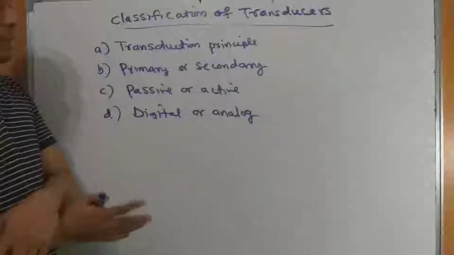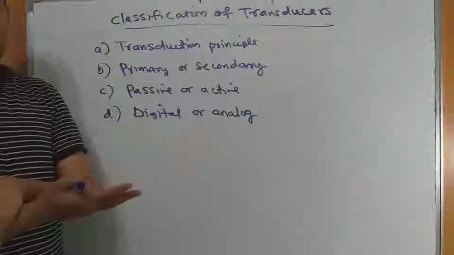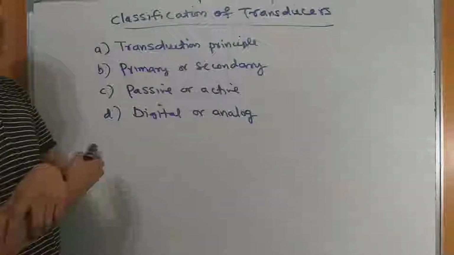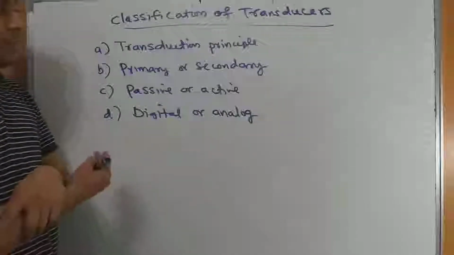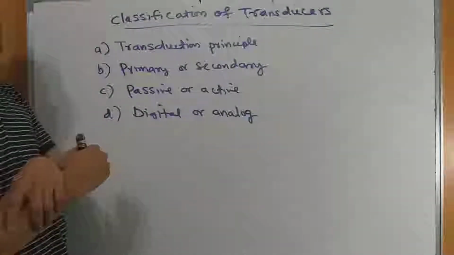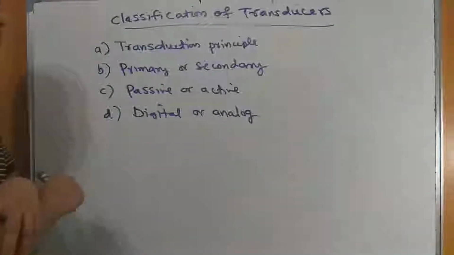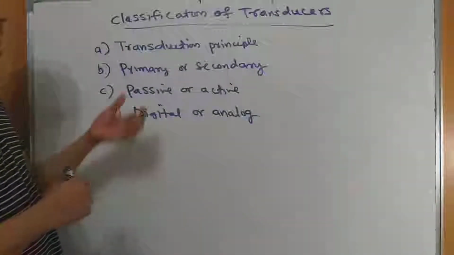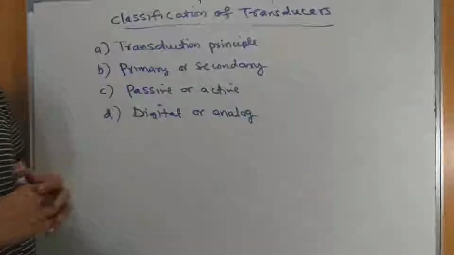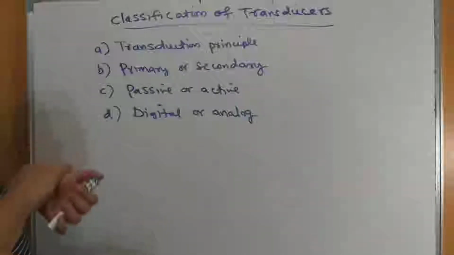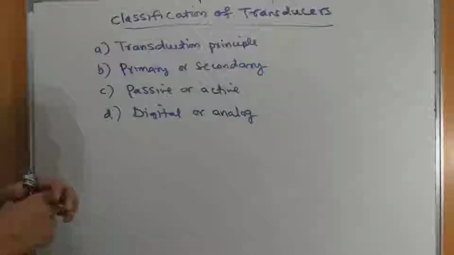Sometimes the input energy is converted into changes of resistance, or changes in capacitance, or changes in inductance. Or maybe because of the input energy, some level shifting or some kind of extension is going to take place. So transduction is how this particular input energy is transformed into the electrical form. What is the principle behind it? Likewise, there are a lot of classifications that we are going to see in detail.